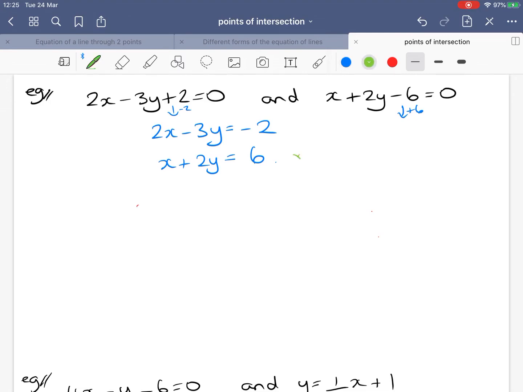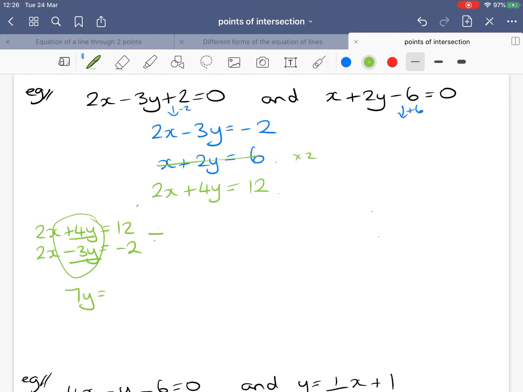So I'm going to multiply every term of the second equation by 2. So I've got 2x plus 4y equals 12. And then I'm going to take one equation away from the other. So just to be clear, I'm going to write this over here the other way round, because I want the top equation take away the bottom equation. So I've got 4y take away minus 3y. If you take away a negative, that becomes 7y.